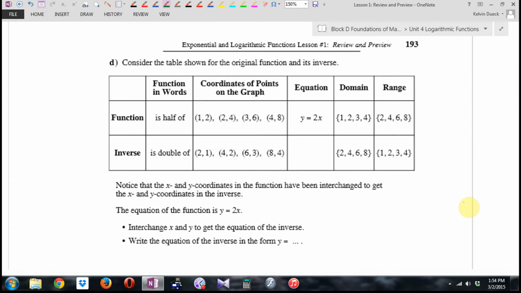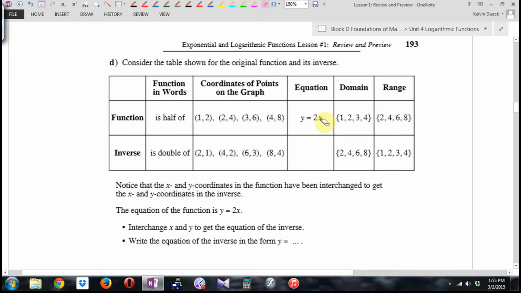Consider the table shown for the original function and its inverse. So here's the function, that's the first horizontal line, and then beneath it is the inverse. And I've given you the function several different ways. In words, I've given it to you as coordinates. Those are not my favorite. To me, Rachel, my favorite is as an equation because that's the least amount of writing. And I can give you the domain and the range. Okay? So, is half of, Mr. Dueck, you said is half of, why isn't there a 0.5 in the equation?